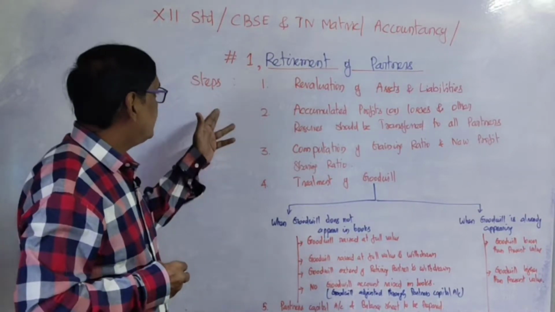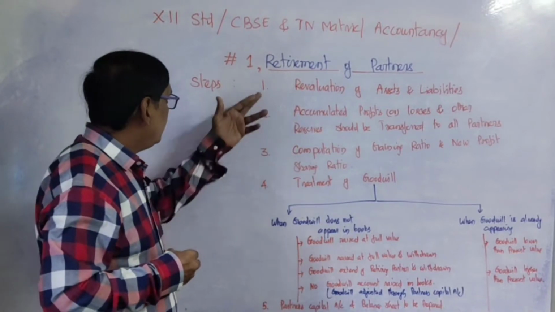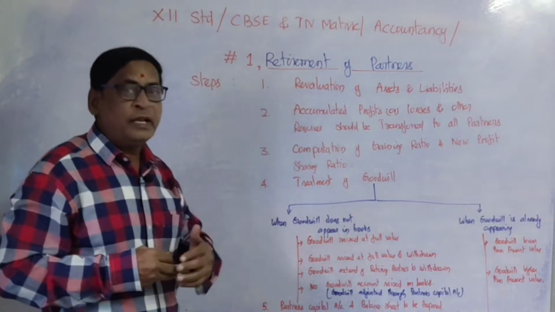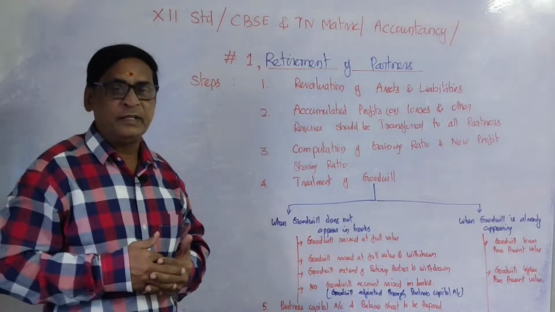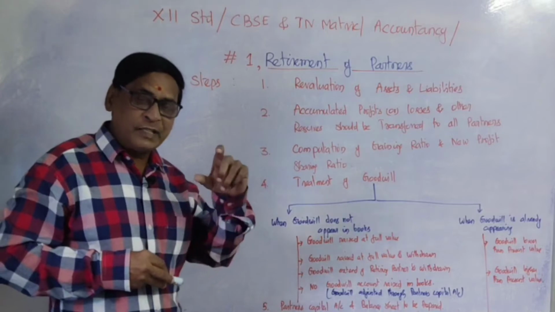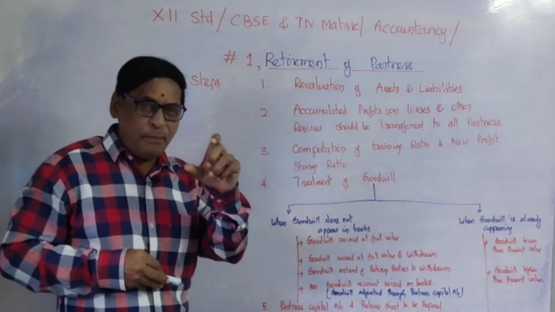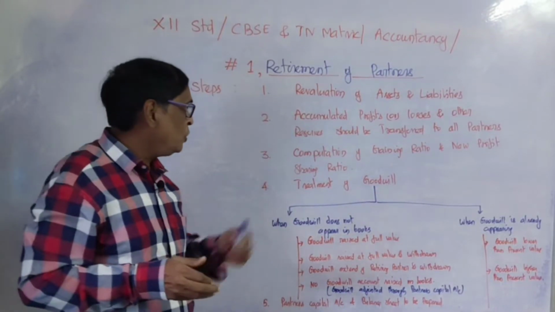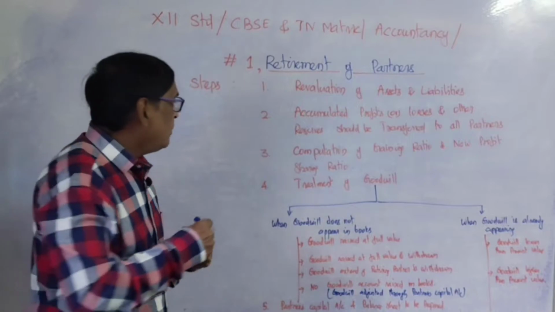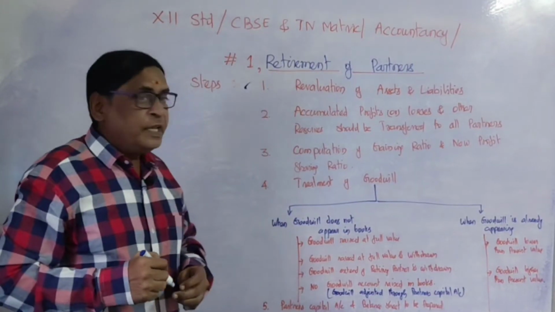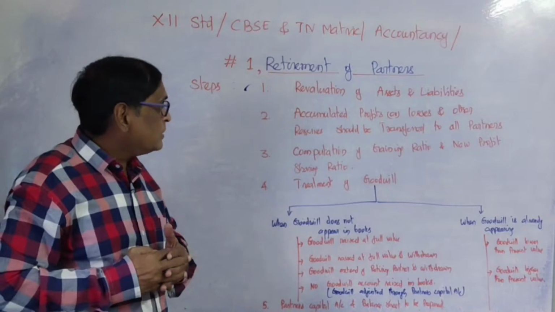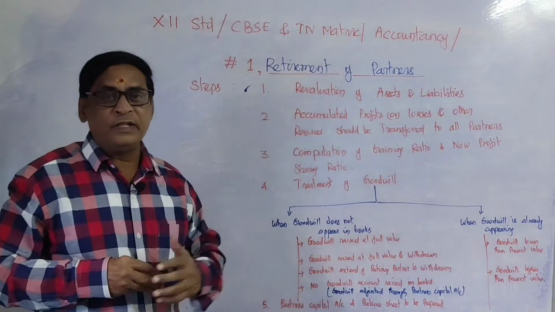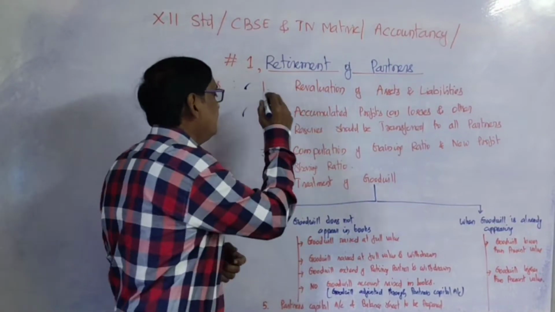Under retirement of partnership, there are 5 steps. The first one is to find out the revaluation of assets and liabilities. First of all, we have to find out whether the assets have increased or decreased. Is there any profit? That profit must be shared by all partners in the old profit sharing ratio, like admission of a partner. And then next, any accumulated profit or loss or any reserve should be transferred to all partners in the old profit sharing ratio. That is the next step.